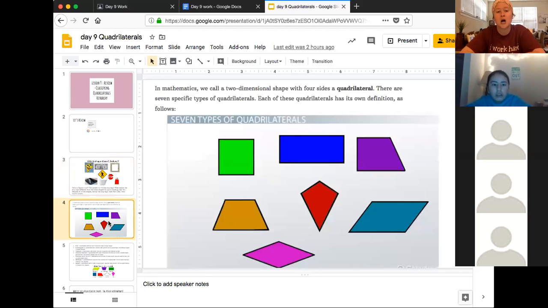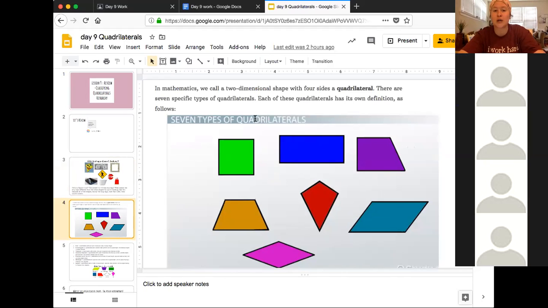So we've been talking about 7 different types of shapes this week. I want us to look at them, and then my next slide is going to break down the notes for each of these shapes, just as a reminder of what we've already learned. So all 7 of these colored shapes are quadrilaterals.